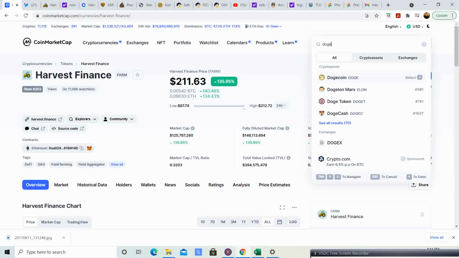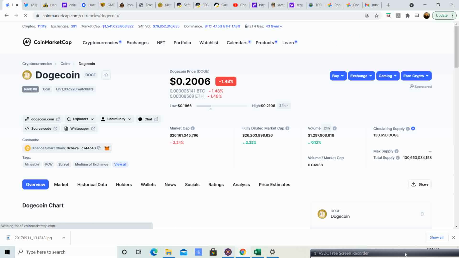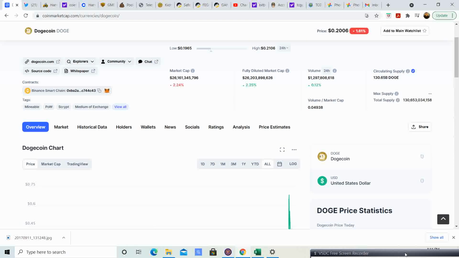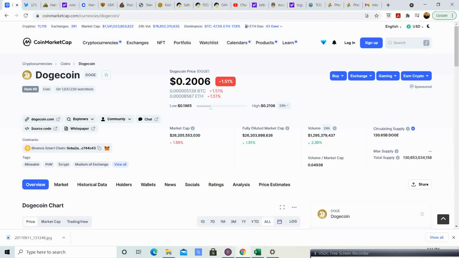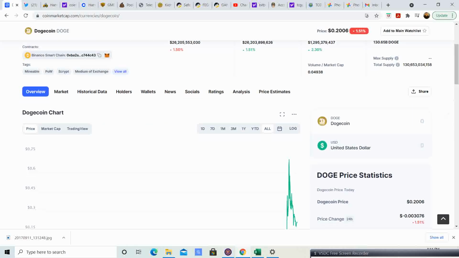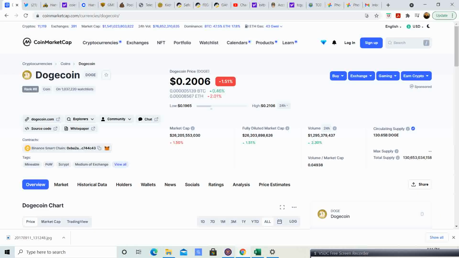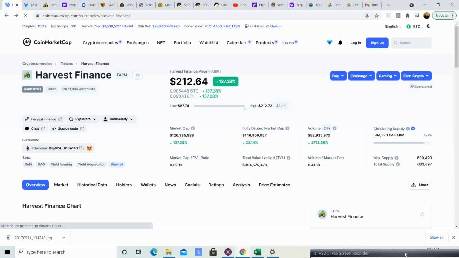So, everyone loved Dogecoin. Dogecoin's at 20 cents, right? Look at their circulating supply. 130 billion. And it's at 20 cents. And this went from less than a penny last year to over 20 cents. So, it's about being in the right coin, guys. It's about being at the right time.